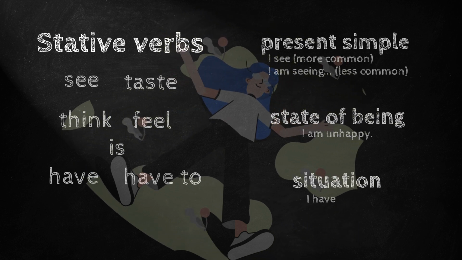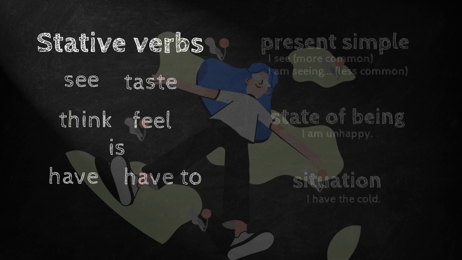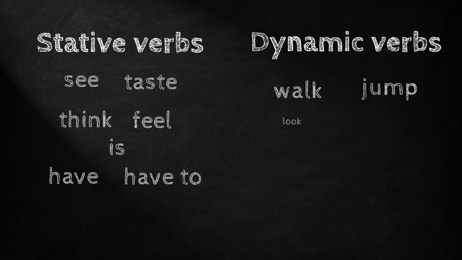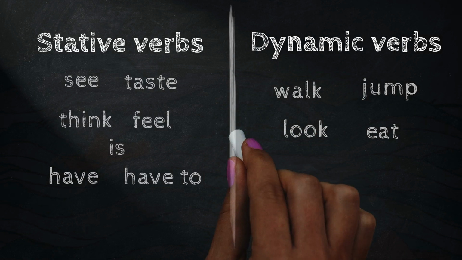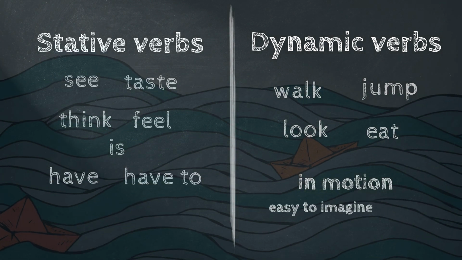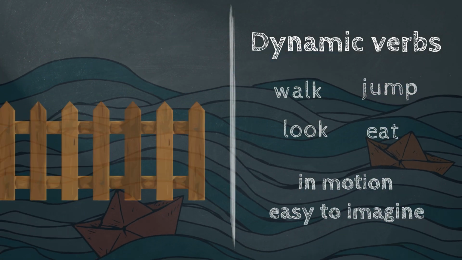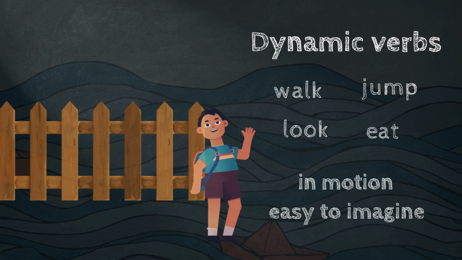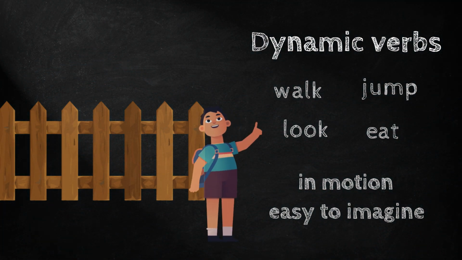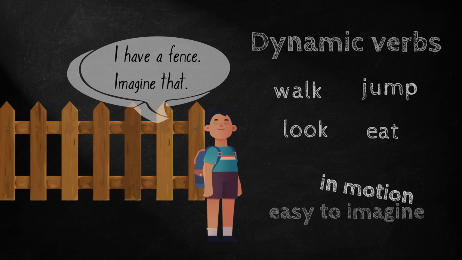Stative verbs are best contrasted with dynamic verbs, which show physical action such as walk, jump, look, eat, and which are usually in motion and therefore easy to imagine. We can quite accurately picture a person jumping over a fence, but it is far less accurate to picture a person having or owning a fence.